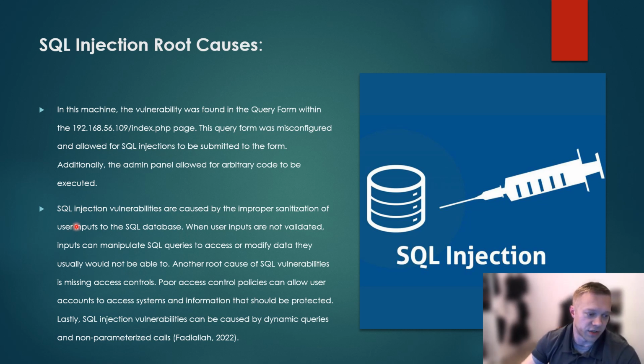So SQL injection vulnerabilities are caused by the improper sanitation of user inputs to the SQL database. When user inputs are not validated, inputs can manipulate the SQL queries to access or modify data that usually would not be accessible. Another root cause of SQL vulnerabilities is missing access control. Poor access control policies will allow user accounts to access system information that should be protected. Lastly, SQL injection vulnerabilities can be caused by dynamic queries and non-parameterized calls.